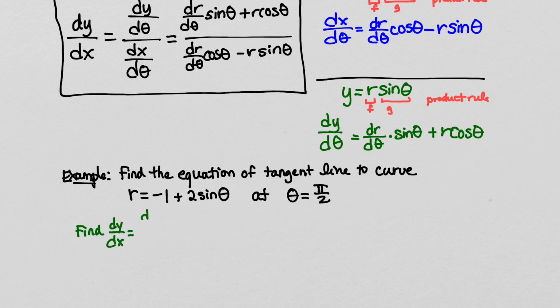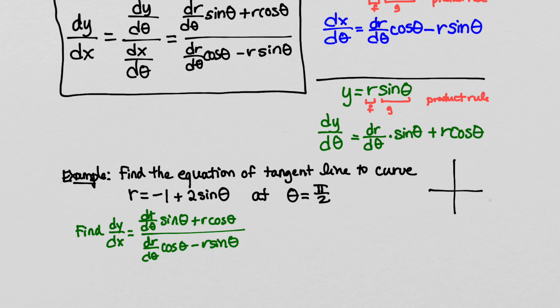But I know what it is because we just copied it down in our notes and we just developed it. It's dr d theta sine theta plus r cos theta over dr d theta cos theta minus r sine theta. And just so we have a visualization going on here, I will show you what picture we're looking at. We're looking at this picture right here. So this is r equals -1 plus 2 sine theta. I should have done a four-leaf clover, but that's okay.